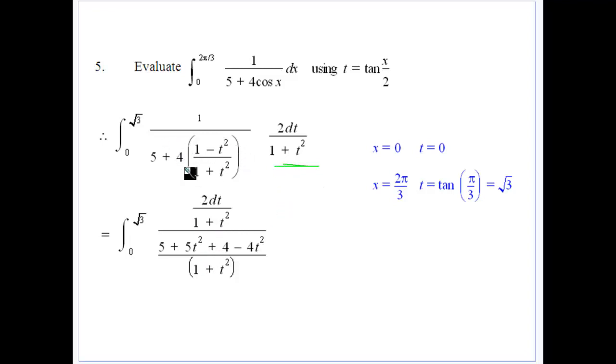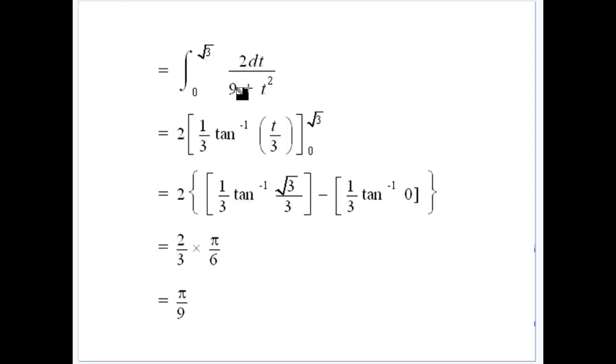Again, cleaning up the denominator, multiplying through, getting a common denominator, and you get 5 plus 5t squared plus 1 minus t squared. So we start to be able to clean it up to get 2 on 6 plus 4t squared. No t up the top, so it becomes an inverse tan function. And then we can do our substitution. We don't have to go back to being in terms of x, because we've done our substitution for our values there. Put root 3 in, put 0 in, and you're able to do the calculations to get it all down to pi on 9.